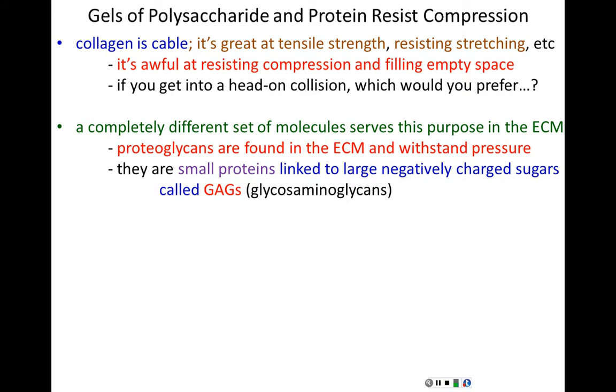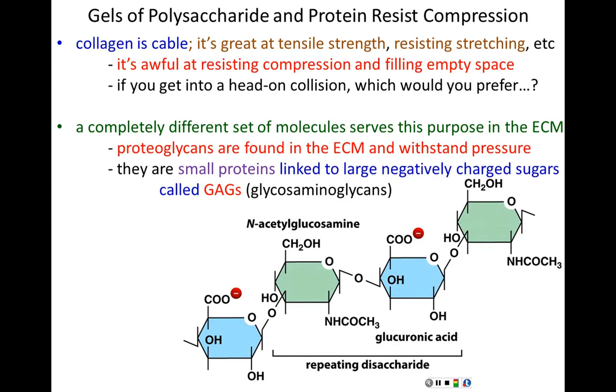This is the sugar component of a proteoglycan. This is the GAG component of a proteoglycan. And then there would be a little chain of amino acids coming off of this structure at some point as well. I'll refer to these structures as GAGs from now on because it really is the sugar part of these molecules that is the business end, that provides the resistance to compression. But keep in mind that when I say GAGs, I really should be saying proteoglycans because there is a small protein component to these as well.